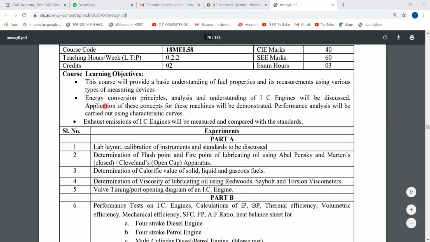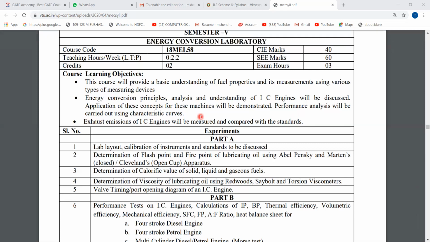The next important objective is that energy conversion principle analysis and understanding of IC engines will be discussed. The application of these concepts for these machines will be demonstrated. The performance analysis will be carried out using the characteristic curves. So we have various engines like two-stroke engine, four-stroke engine, diesel engines, petrol engines, multi-cylinder engines in our laboratory.